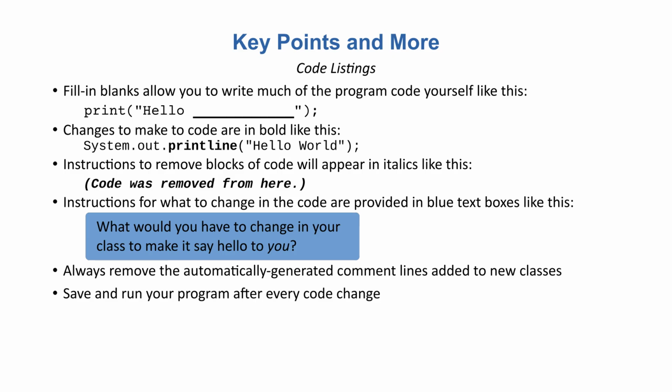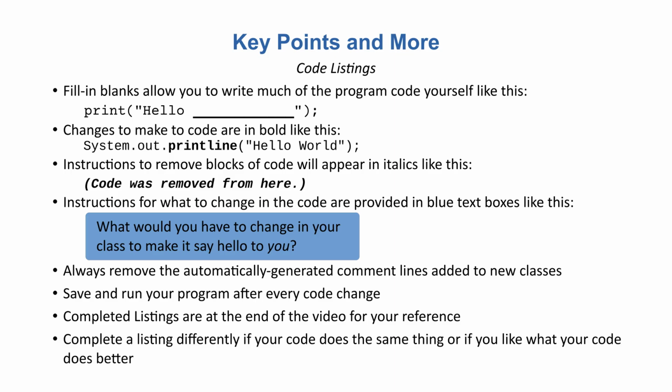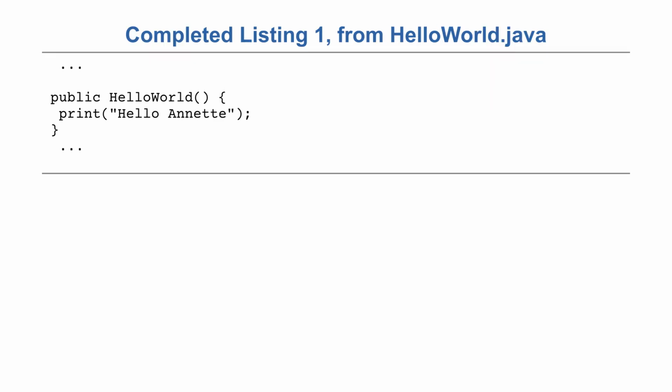Unless you have syntax errors or I tell you not to, save and run your program after you make the changes from each code listing. Completed listings are provided at the end of the video for your reference. Feel free to complete the listings differently than what is shown in the completed listings if your code does the same thing or if you like what your code does better. Here are the completed listings for all the listings in this video.